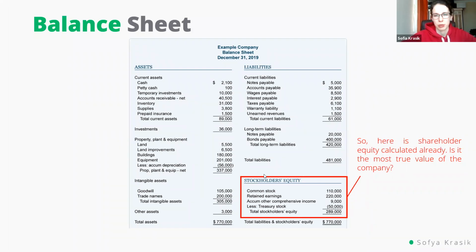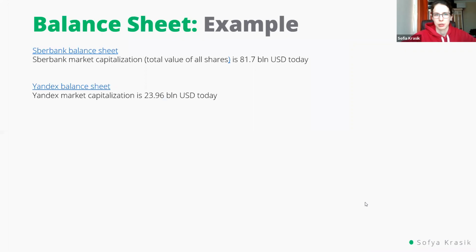Because otherwise, if we just used the balance sheet, many startups would probably cost zero, because they don't have many assets. They usually just have some idea to develop. So of course this accounting stockholders' equity cannot account for everything. So let's consider some real examples.